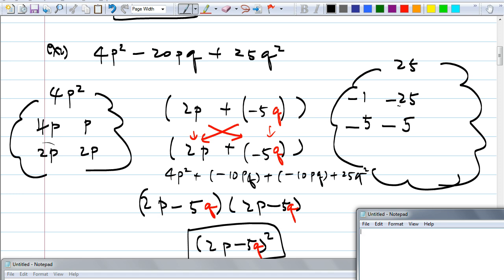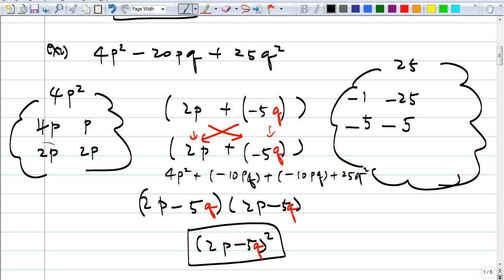The middle term is negative, and the last term is positive. If they're all positive, do I have any chance to make the middle term negative? No. As you do this more, it gets a little bit easier, because you can get rid of some of the possible pairs. You know that you don't want both of them to be positive.